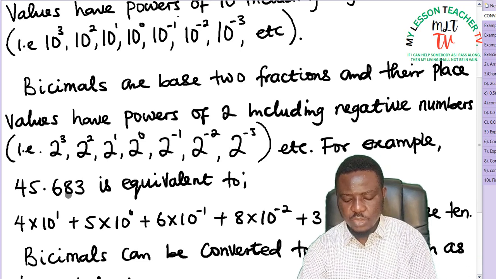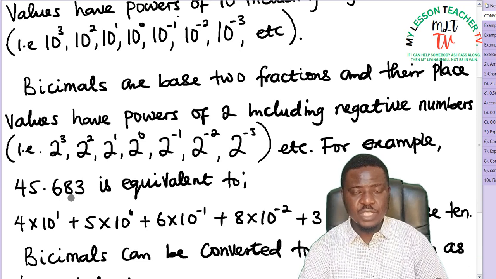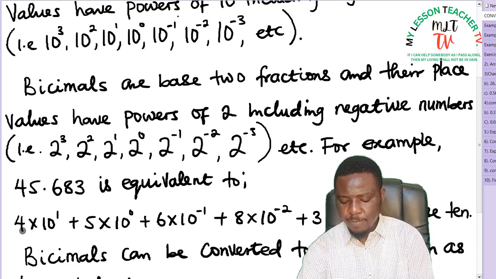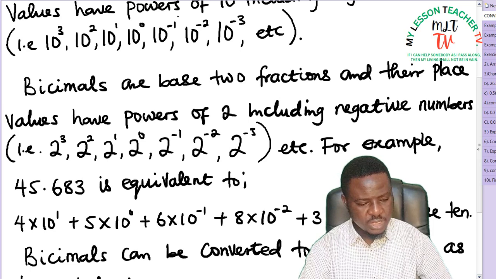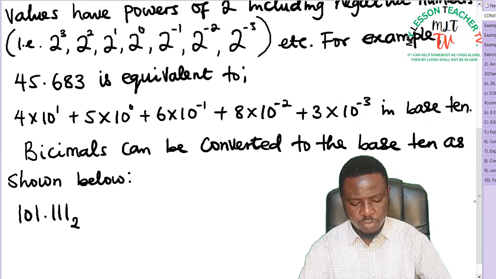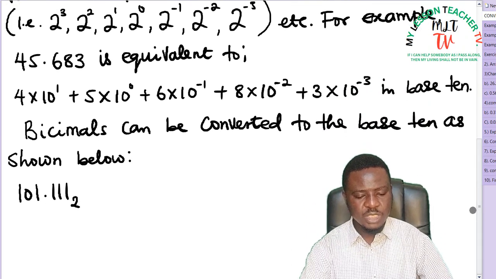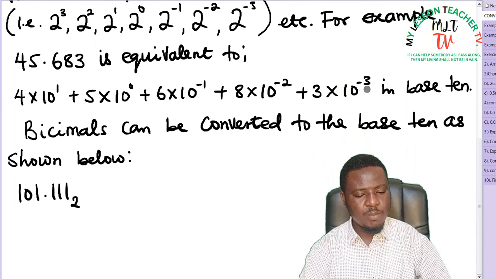45.683, this is in base 10, expressed as a product of its place values, can be said to be 4 times 10 raised to the power of 1 plus 5 times 10 raised to the power of 0 plus 6 times 10 to power minus 1 plus 8 times 10 to power minus 2 plus 3 times 10 to power minus 3 in base 10.